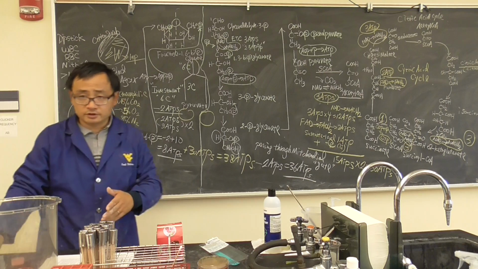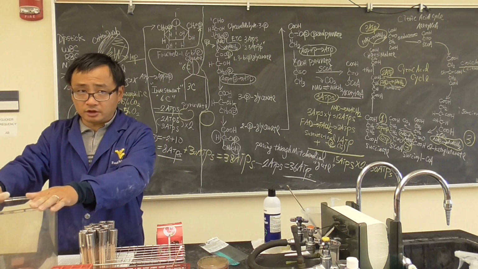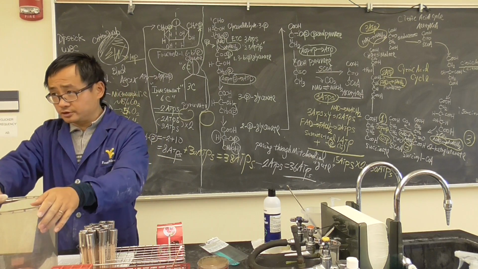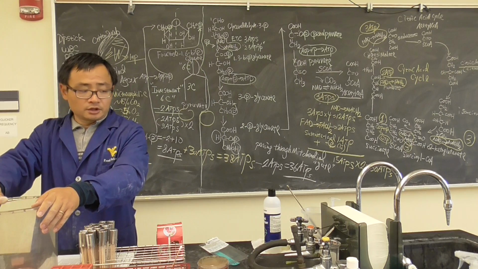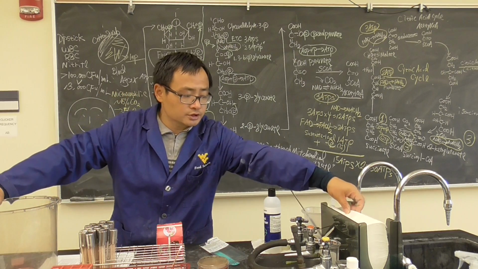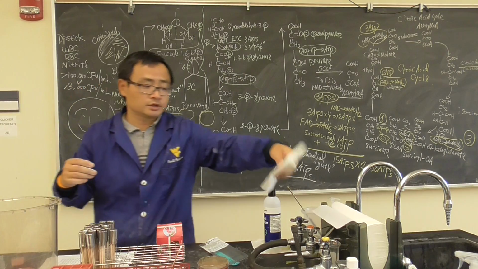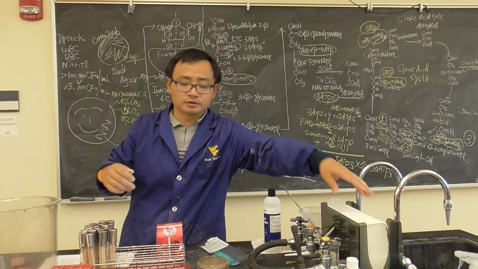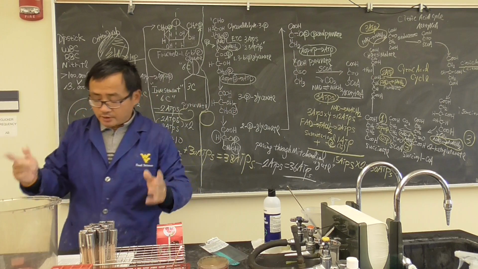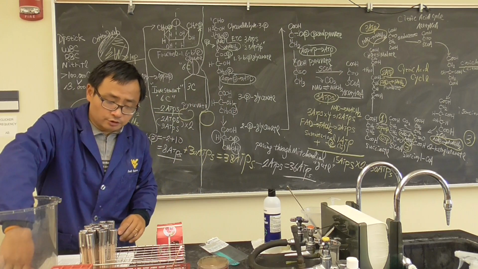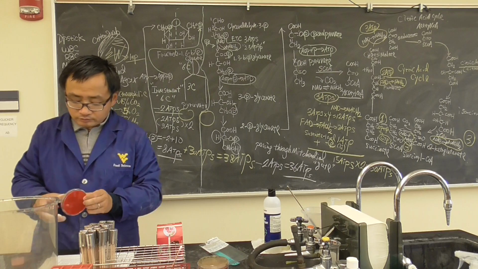Because once a candle is flaming, it uses oxygen, and once it goes off, that means most of the oxygen is gone. Okay, now inside we may have some water generated, so we're also going to put a paper towel on the side to absorb the water so there is not too much. Now what are we going to do next Tuesday?